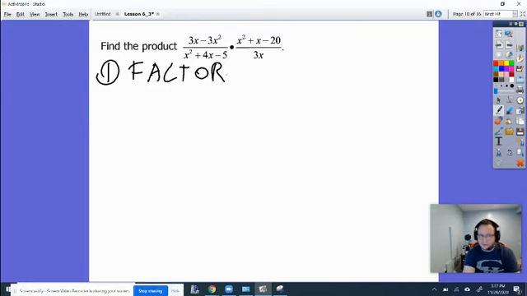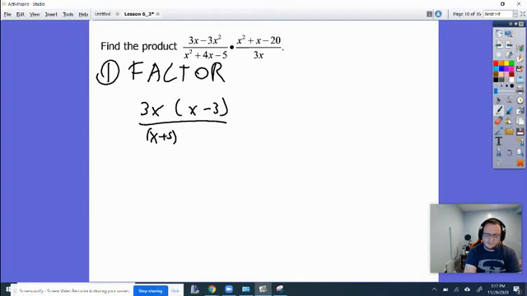factor. Okay, if you see any addition or subtraction anywhere, factor. So I can take a GCF out of this first one, 3x, x minus 3. Denominator is going to be x plus 5, x minus 1. Numerator here is going to be x plus 5. Oops, sorry, not 4.